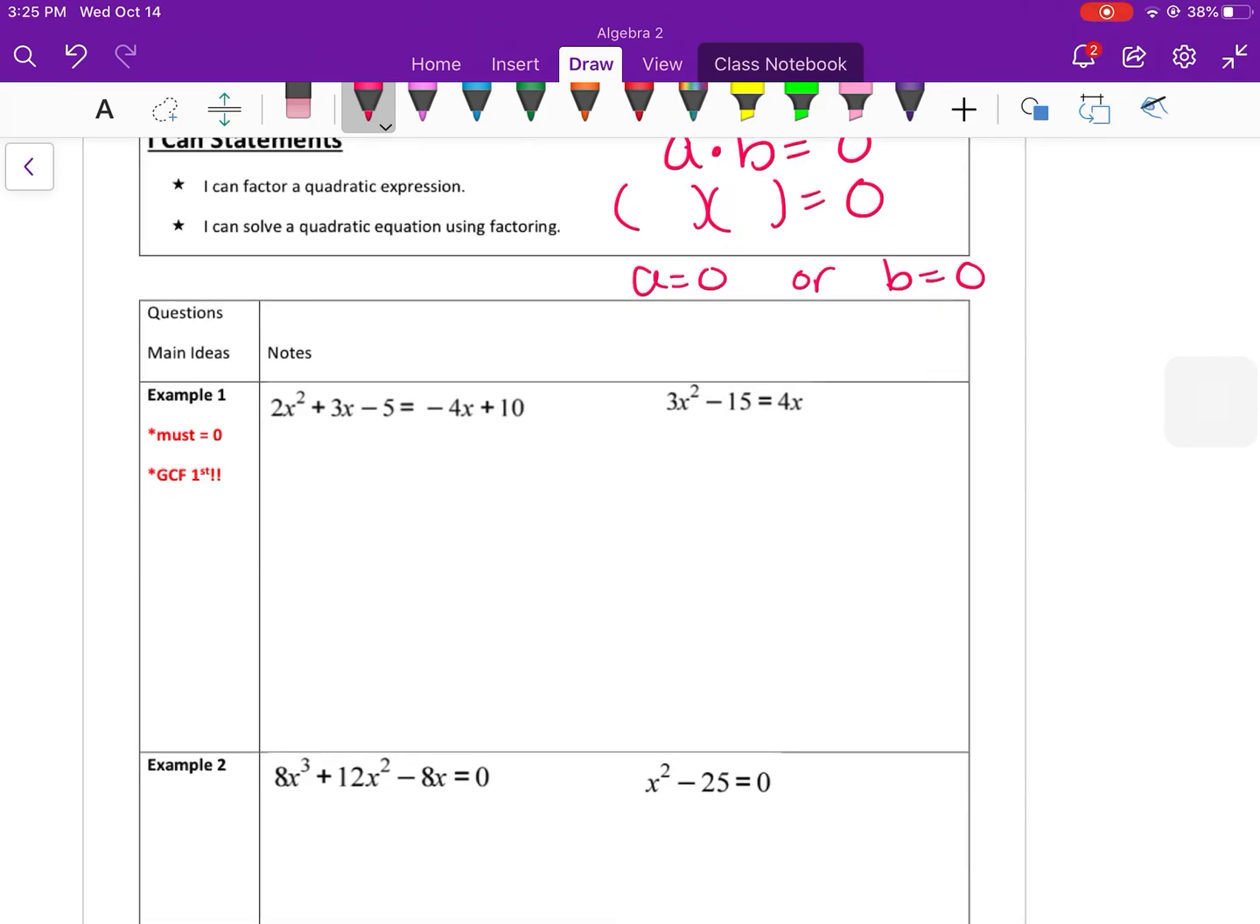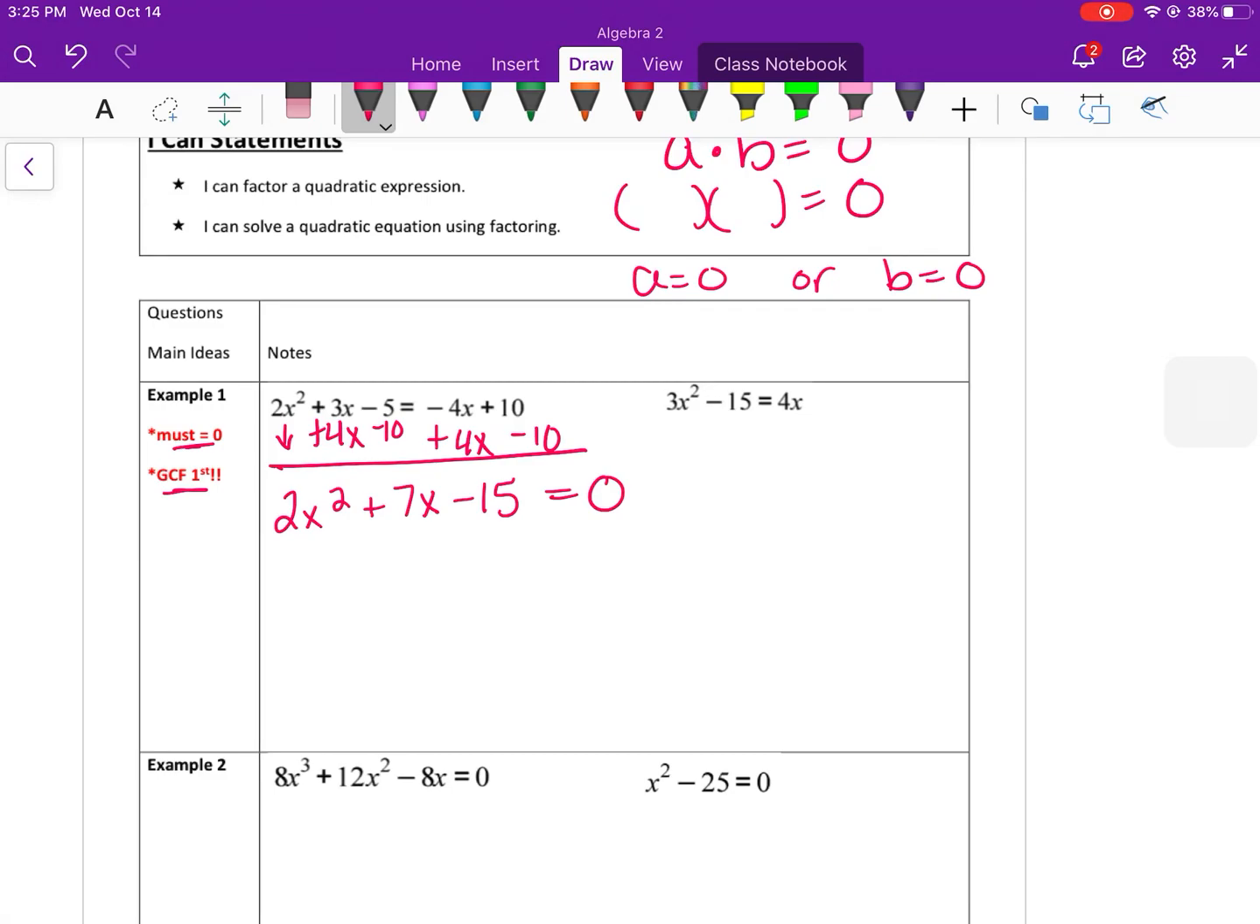In order for the zero product property to work, the equation does have to equal 0. So start by adding 4x to the 3x on the left side, and then subtract 10 from the negative 5, combining like terms. There's nothing with this x squared, so 2x squared. 3x plus 4x is 7x. Negative 5 and negative 10 is negative 15 equals 0. Remember to take out a greatest common factor if there is one.